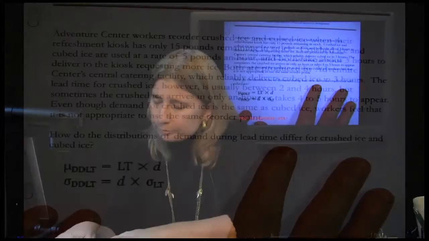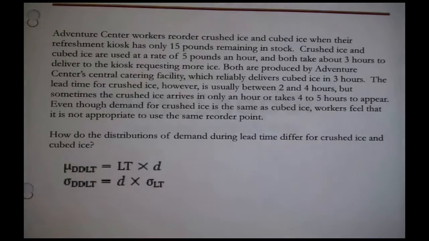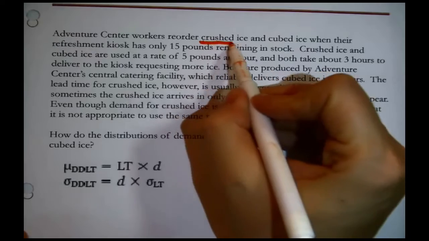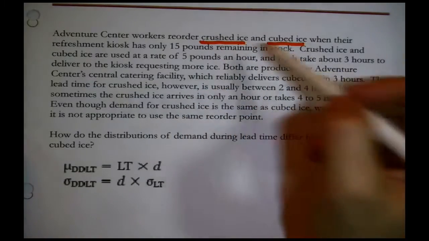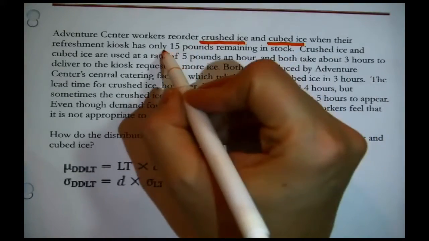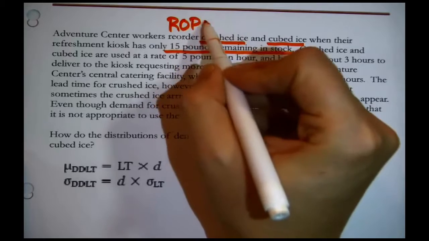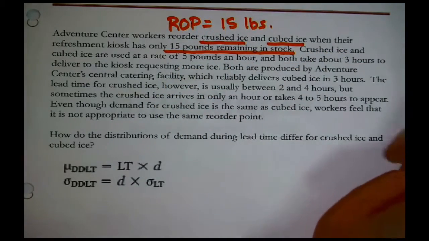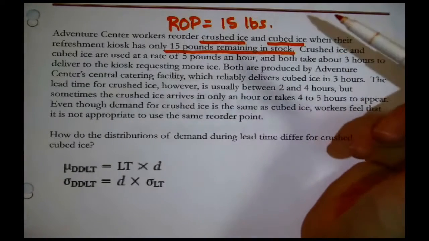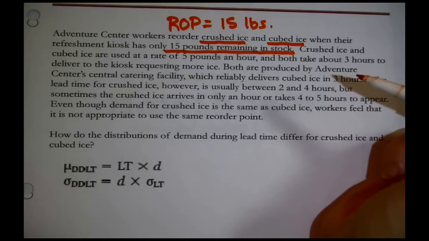Let's look. Adventure Center workers reorder crushed ice and cubed ice. That's what I mean by two different items. When their refreshment kiosk has only 15 pounds remaining in stock, that is a reorder point. 15 pounds. Crushed ice and cubed ice are used at a rate of 5 pounds an hour, but both take 3 hours to deliver to the kiosk requesting more ice.